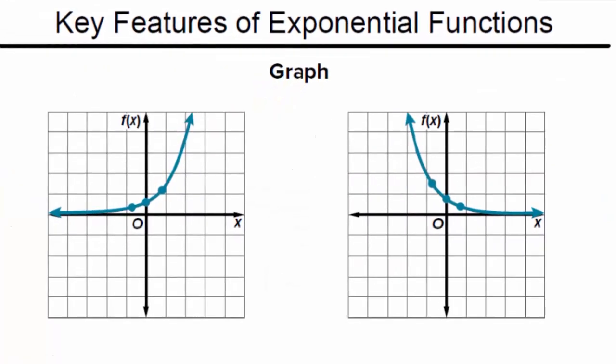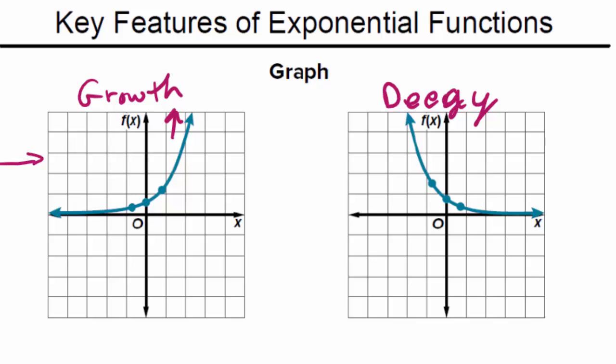Okay, so here we do have two graphs. This one over here is growth, because as we go from left to right, the graph is increasing. This one over here is decay, because as we go from left to right, the graph is decreasing and it's approaching a value of 0 down here. So it's approaching y equals 0. It's not going to get there, but it's going to get close to it.